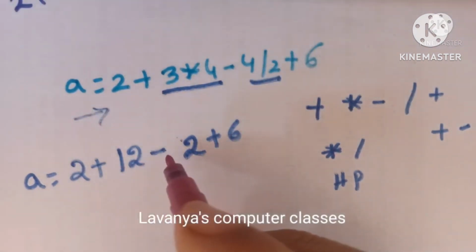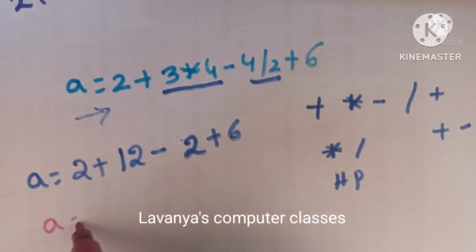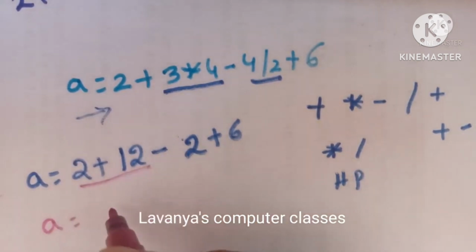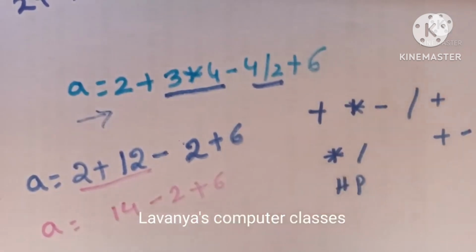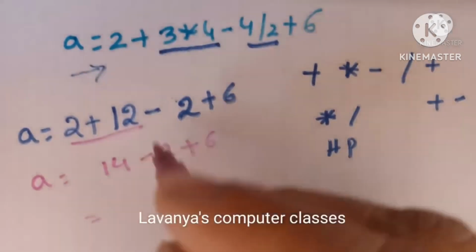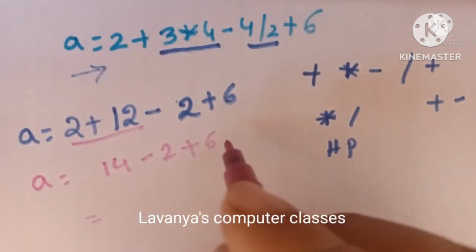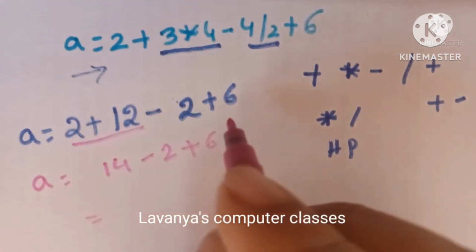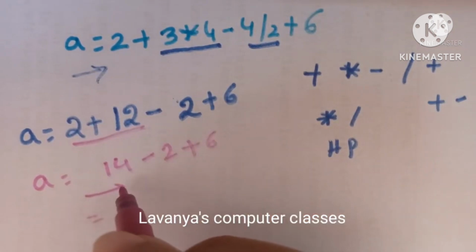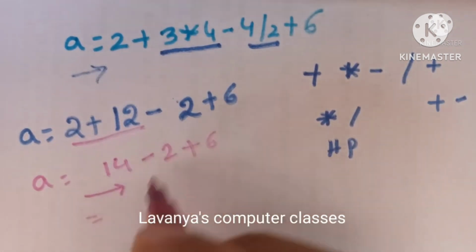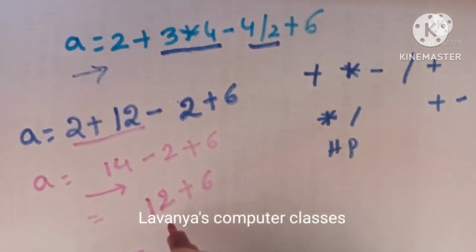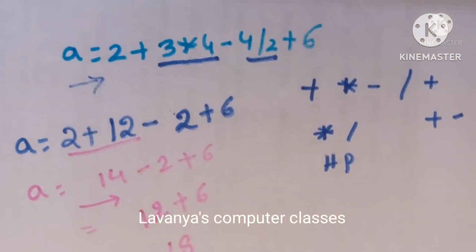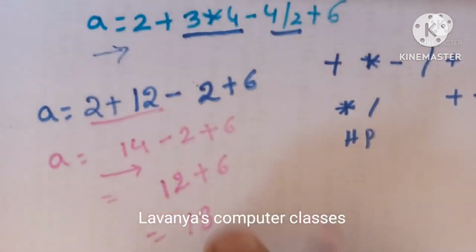Again, what are the operators? Plus, minus. So again go left to right. The first operator is plus: 2 plus 12 is 14, minus 2 plus 6 as it is. So the expression is 14 minus 2 plus 6. Which one is executed first, minus or plus? Again we go left to right, and minus comes first. So 14 minus 2 is 12, plus 6. Now 12 plus 6 is 18. After evaluating this expression, the answer is 18.